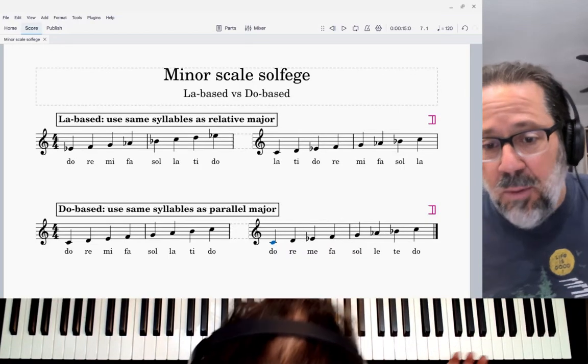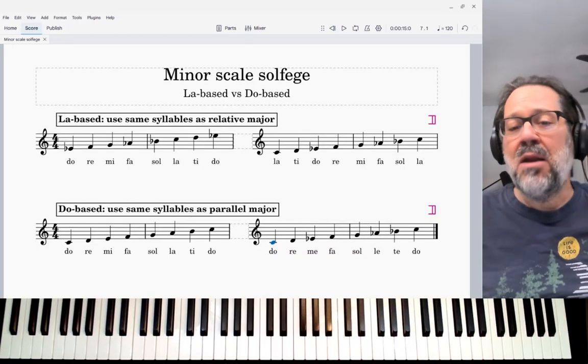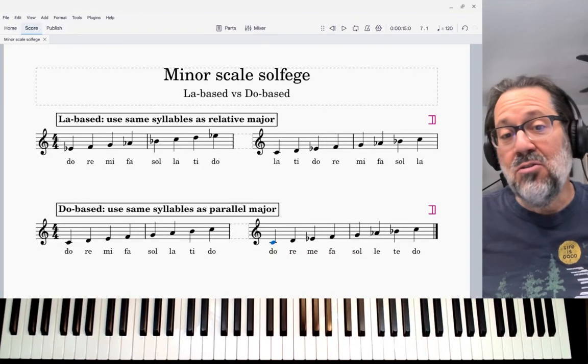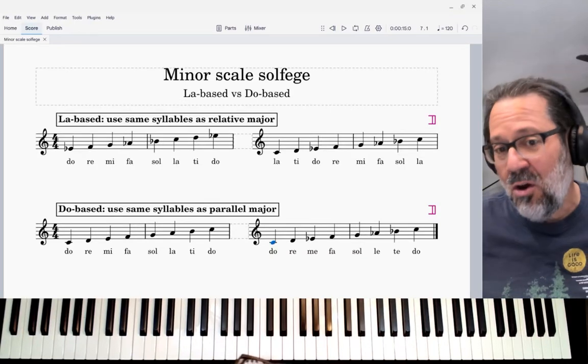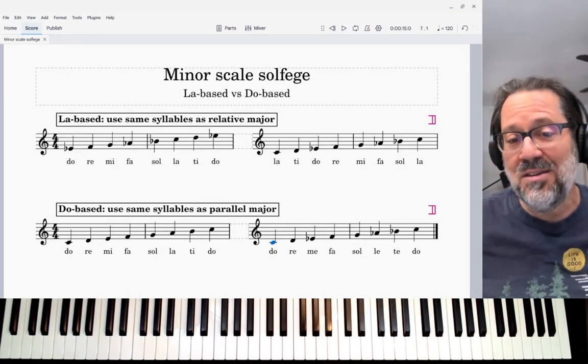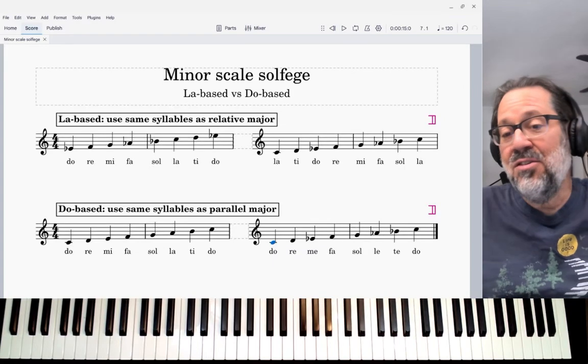And that's do-based minor. Neither is inherently better than the other, and realistically you don't need to use solfege at all, but if you're going to communicate with other musicians, it is useful to know that these are two systems in existence, and this is how they work.